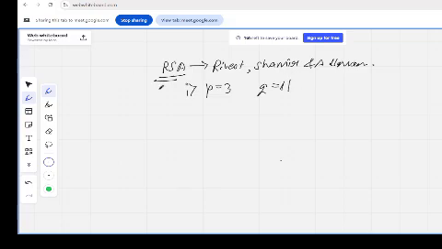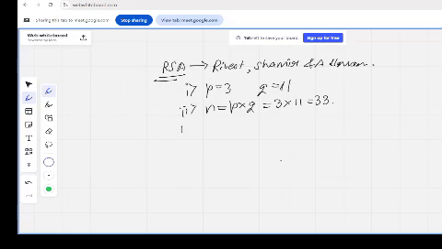Now what do we calculate? In the second step we have to calculate the value of n, and what is n? p into q. So what will we get? 3 into 11, we will get 33. That is the value of n.